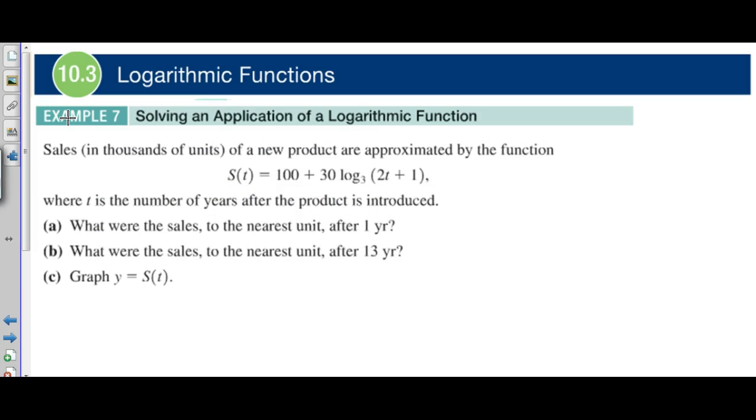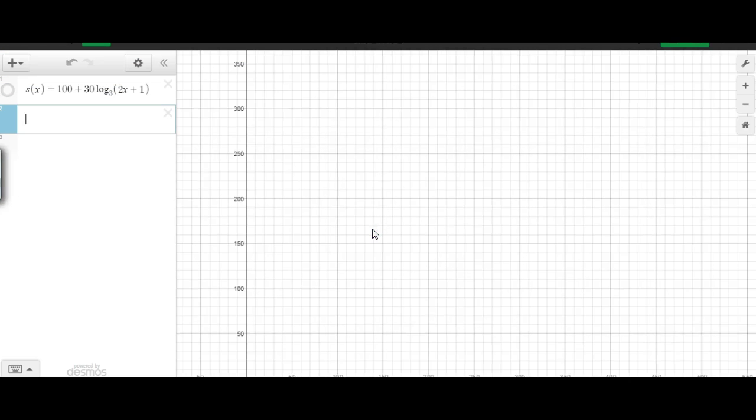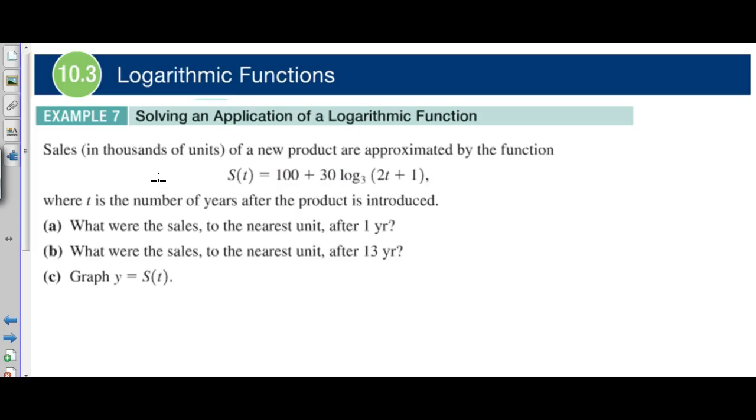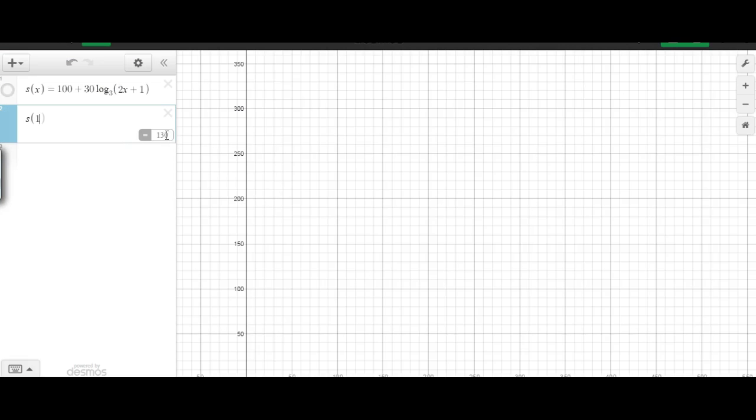So if I want to find what was after 1 year, well that means I'm just going to do S of 1, right? And so that means that's going to be 130. Well, 130 what? 130,000, right? This is sales in thousands of units. So that's going to be 130,000. So after 1 year, that's what their approximate sale is.